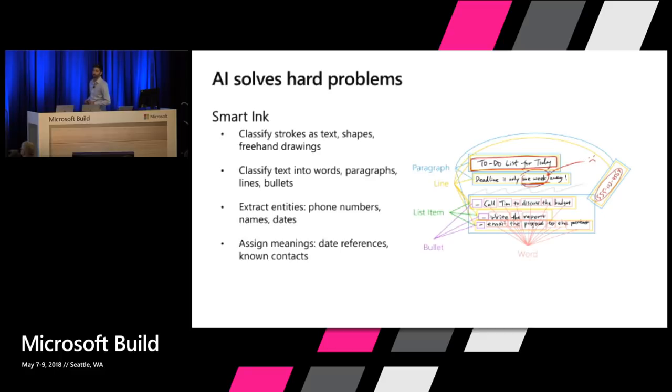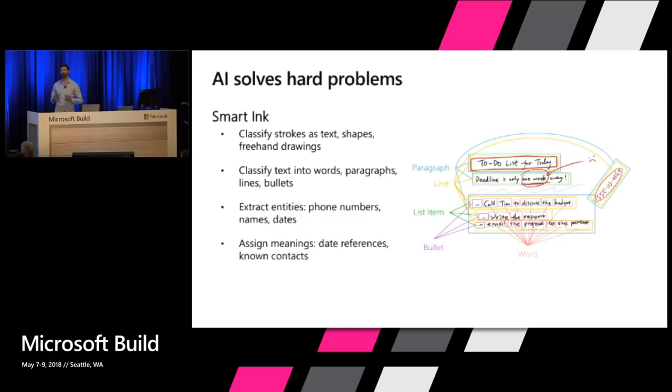And we know this because at Microsoft, we're using AI today to solve some hard problems. Here's one example. The Windows Ink platform uses AI techniques today to figure out conceptual meaning from physical ink strokes that you as a user may draw on the screen. Using AI techniques, the Ink platform today can figure out whether a set of strokes represents text or whether it represents shapes.